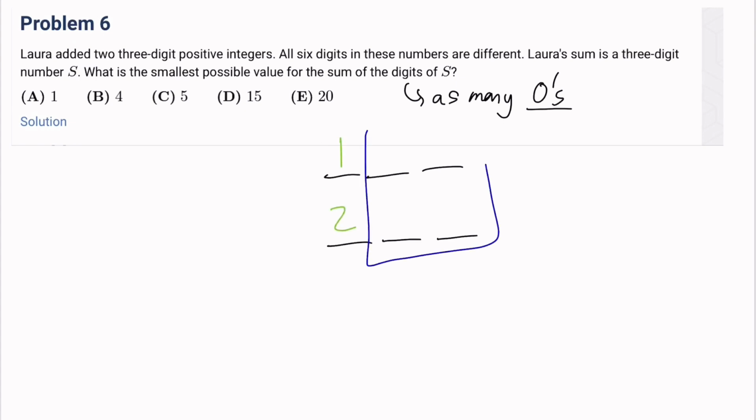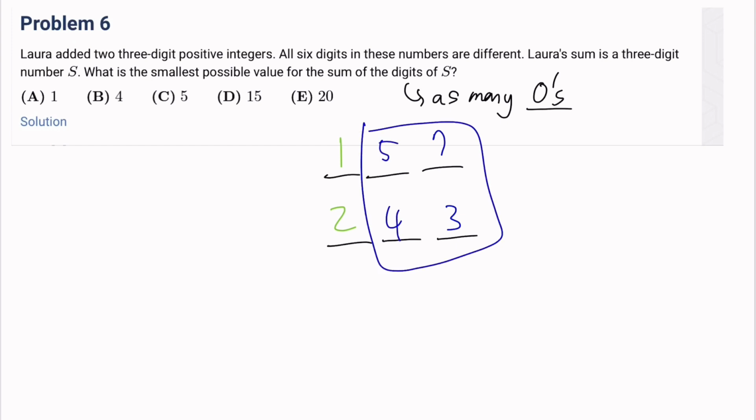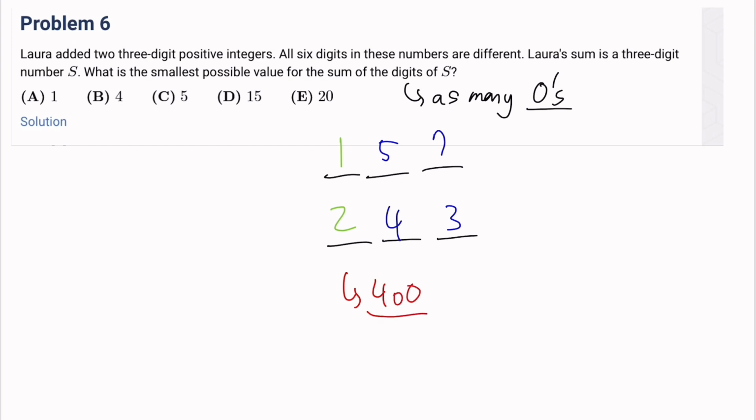And for the sum of these to be 100, what can there be? We can have 7 and 3, and so 7 and 3 and 5 and 4. That will work, because if you add 57 plus 43, that is 100, right? And so the sum of all this is 400. So the smallest possible value for the sum is 4 plus 0 plus 0, which is 4.